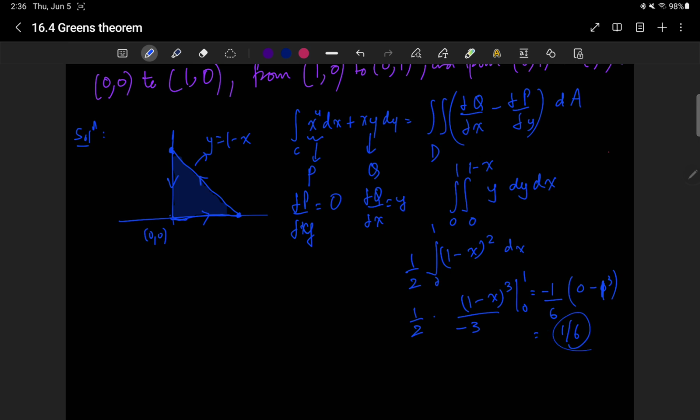Again, you do not have to use Green's theorem, but as you can see, applying Green's theorem makes this expression, del q over del x minus del p over del y, very simple. It's just y.